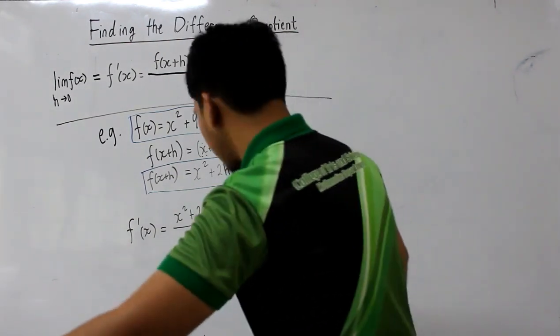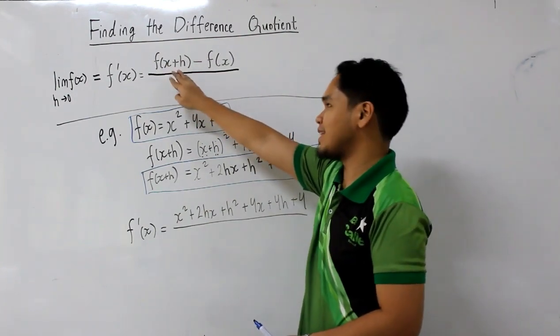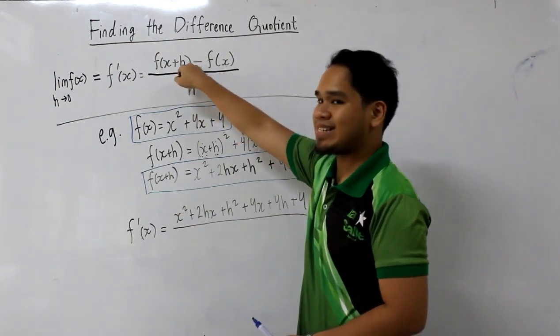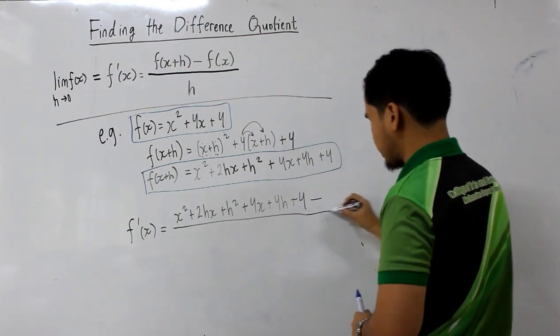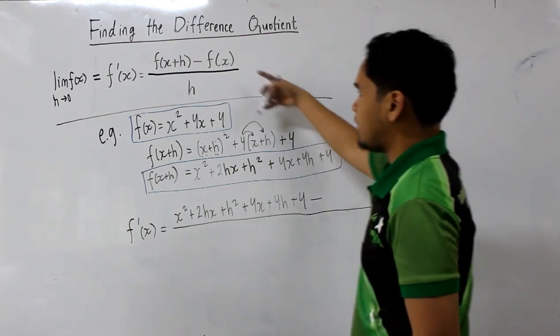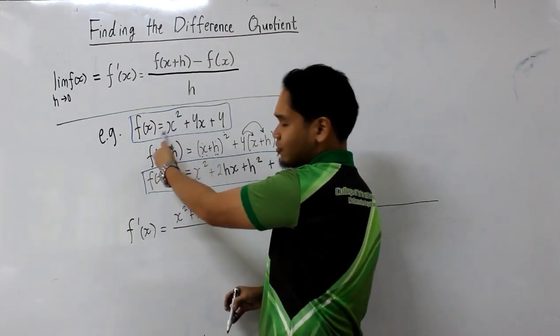Okay, so after doing this, this is just our f of x plus h. Notice that. We're going to copy the minus sign. I think we need to extend it here. And then copy our f of x. Our f of x is this. So just copy the right hand side of this function.